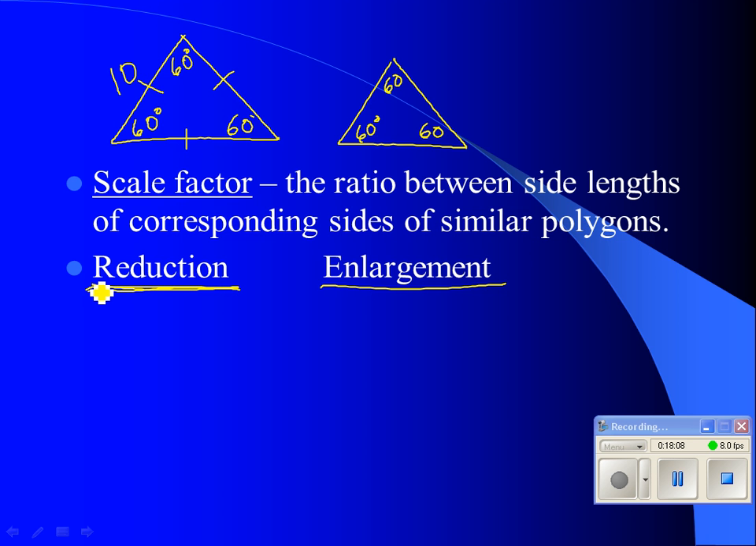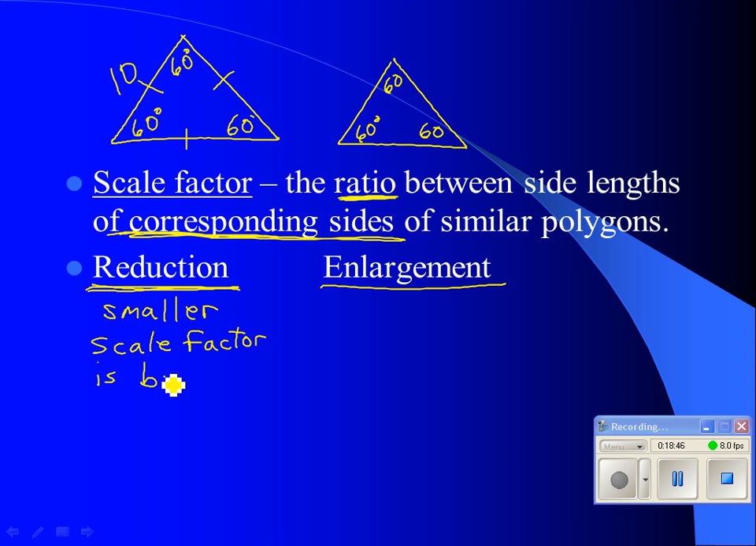Reduction. Real quick on scale factor, we're going to talk about scale factor down here too. Scale factor is the ratio we talked about last time, the ratio of any pair of corresponding sides. You pick two sides that match up and set up a ratio. Reduction: if you're reducing something, what are you doing to it? Making it smaller. Now, with a reduction, scale factor is between 0 and 1. To make something smaller, your scale factor has to be between 0 and 1.